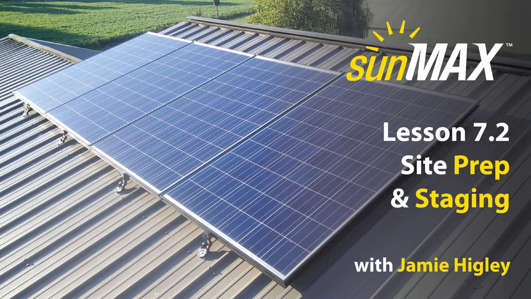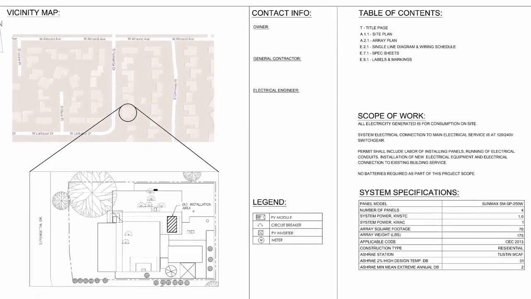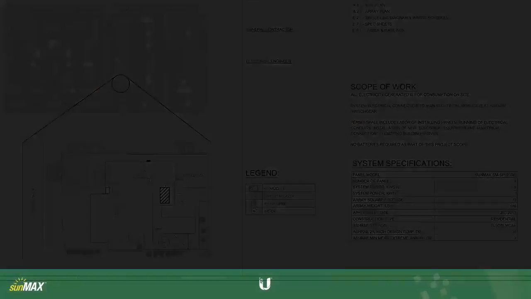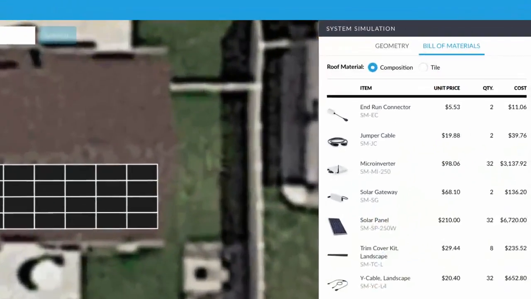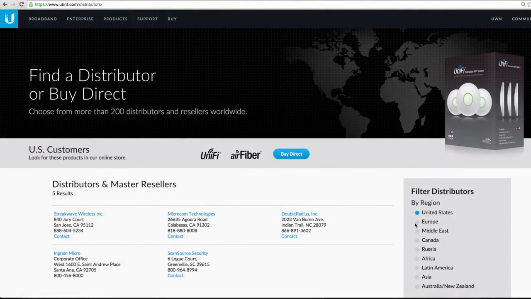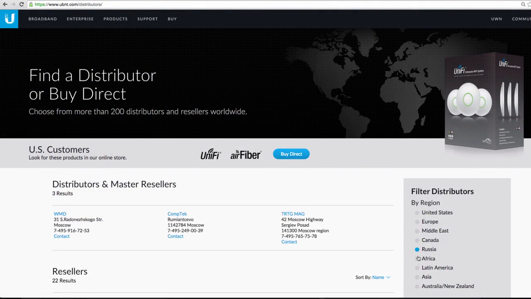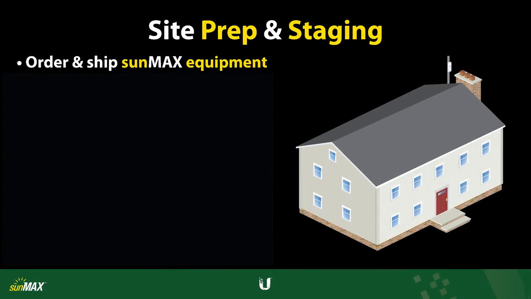Lesson 7.2 Site Prep and Staging. With final permits approved and in hand, you can move to prepare the site for installation. The first step is to order customer equipment. The final bill of materials will be generated by the final customer site design plan. Equipment can either be ordered directly from Ubiquiti store for U.S. customers or through local distribution partners. It may be a good idea to ship directly to the customer premise to avoid having to unnecessarily transport equipment.